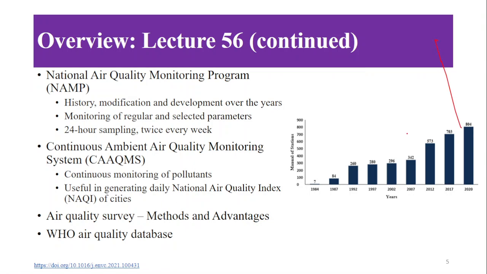It basically monitors the regular and selected parameters, and it has 24-hour sampling, which is twice every week. So we get 102 samplings for a year. The continuous ambient air quality monitoring system is, as the name suggests, for the continuous monitoring of pollutants, and it is useful in generating the daily national air quality index of the cities.